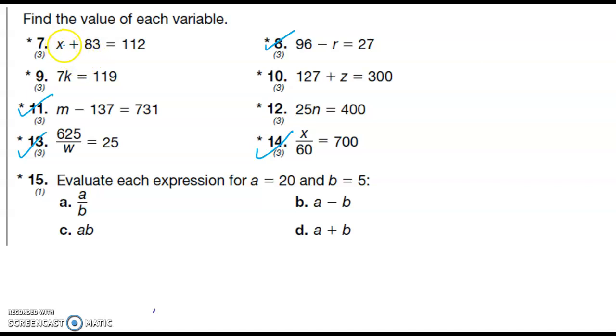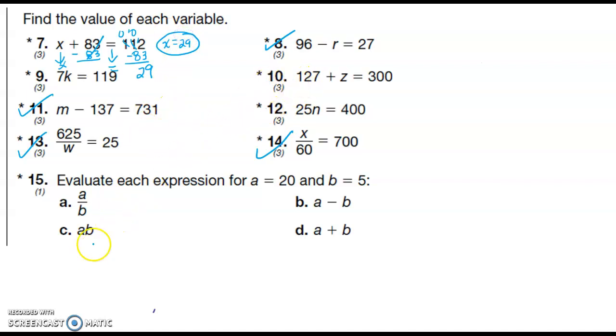So on number 7, it says x plus 83 is equal to 112. We're adding 83 to some number we don't know. We've got to do the opposite. So we're going to subtract 83. Subtract 83. My x is going to come down. 83 is going to go away. My equals is going to come down. And then I get, let's see, so that's 9, and that's 0, and that's 0, and that's 10. I get 29. So I get x is equal to 29.